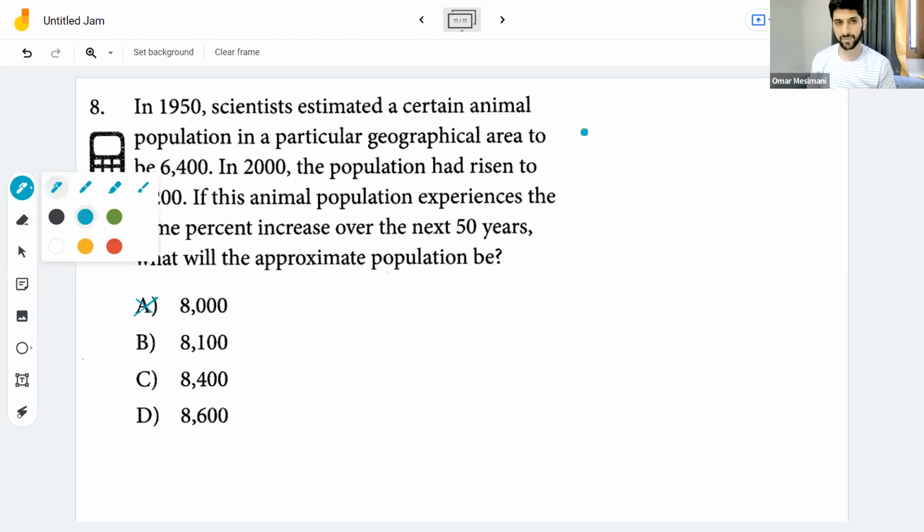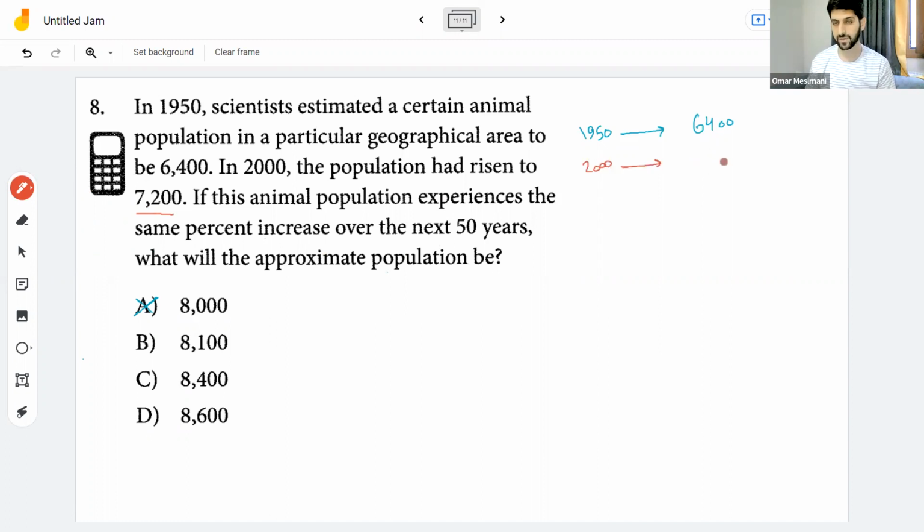So in 1950, what is the number of the population that they have right now? They are 6,400. All right, listen carefully for this next information. In 2000, the population has been raised to 7,200. Okay, so at year 2000, the population right now is what?